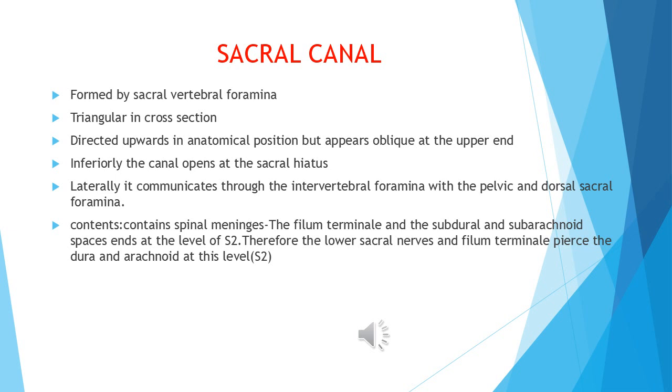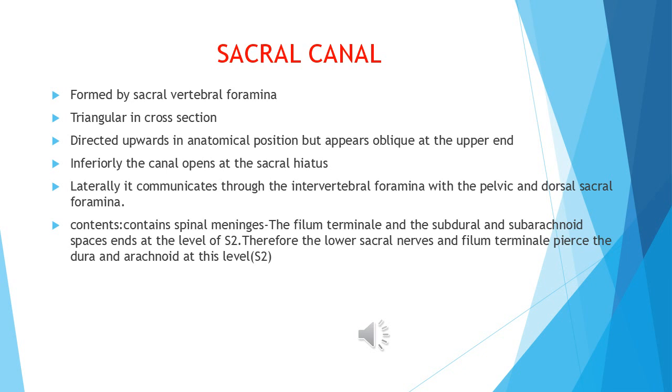The sacral canal is formed by the sacral vertebral foramina, and it is triangular in cross section and directed upward in anatomical position, but appears oblique at the upper end. Inferiorly, the sacral canal opens at the sacral hiatus. Laterally, it communicates through the intervertebral foramina with the pelvic and dorsal sacral foramina. So there is a communication through the intervertebral foramina.